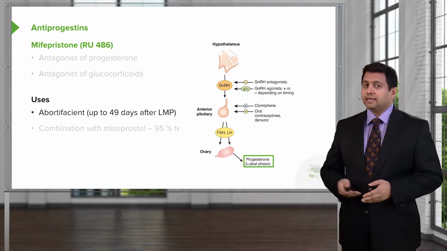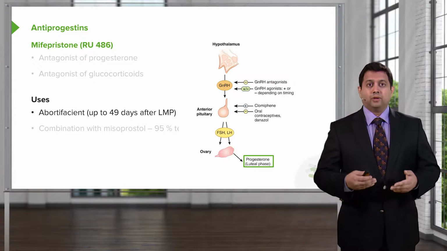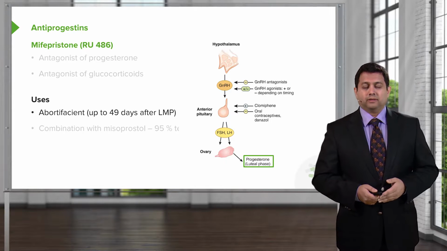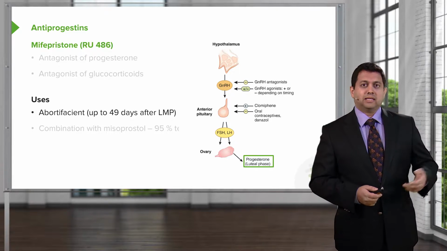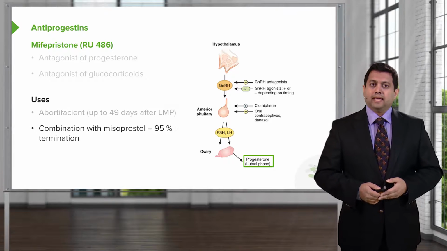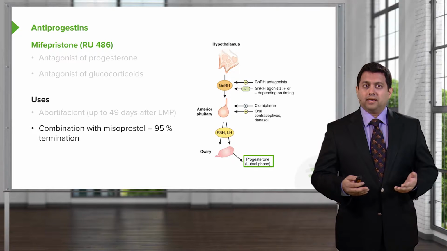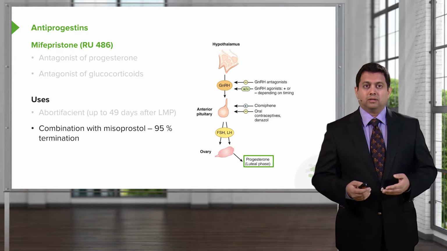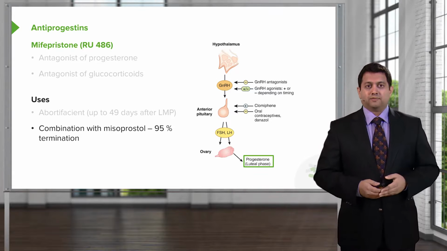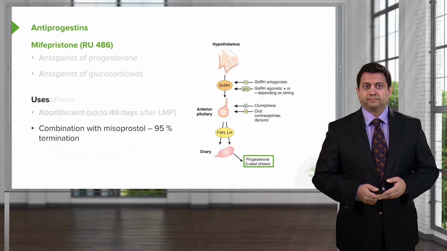It was first brought in as an abortifacient up to 49 days after the last menstrual period, and for that reason it was an exceedingly controversial pill. It is also used in combination with other agents like misoprostol to end up giving you a 95% termination rate.